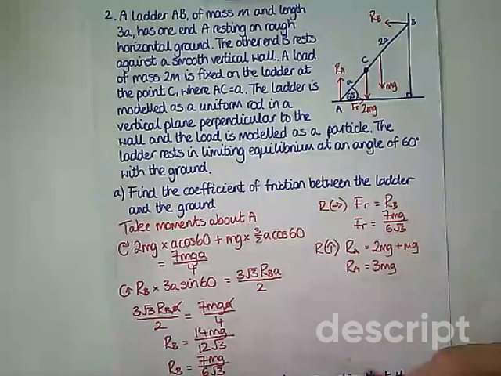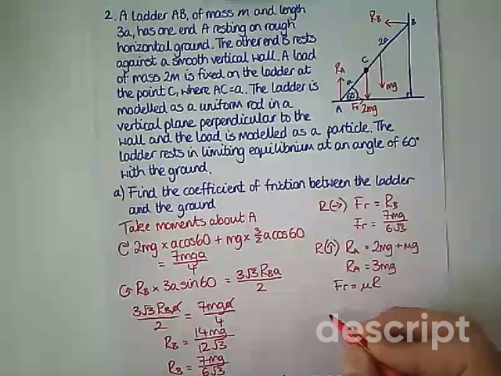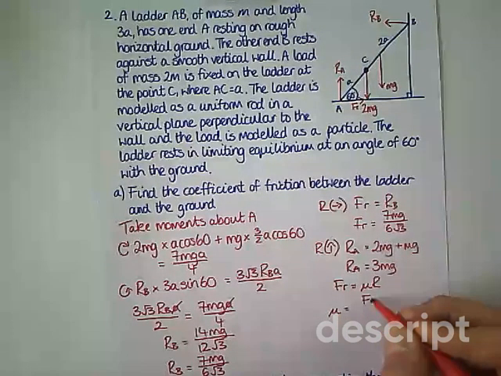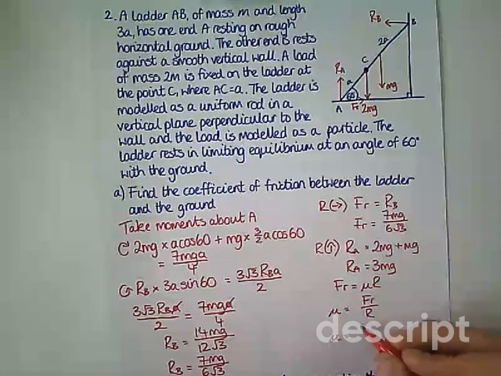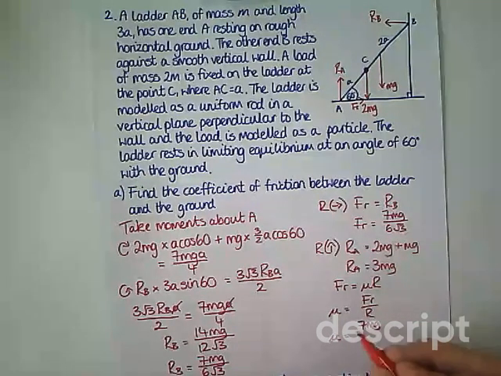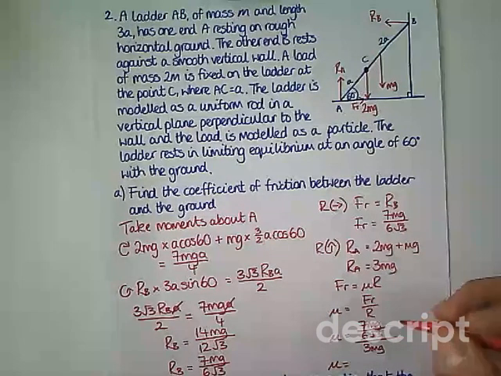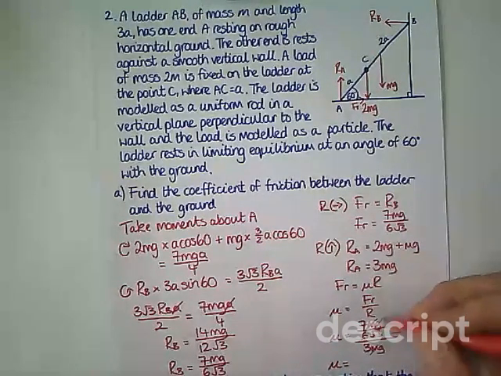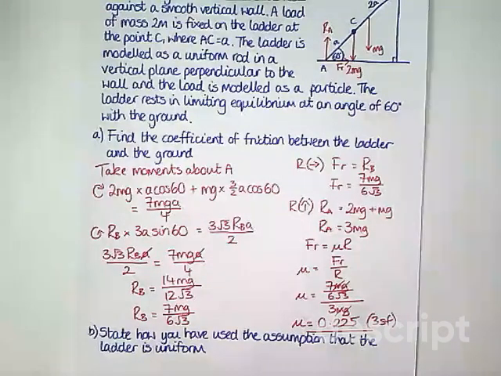So if we're in limiting equilibrium, that is when the friction equals μR. So therefore μ will equal friction over the reaction force. So μ equals 7mg over 6√3 divided by 3mg. So all of the m's and the g's cancel, and we can put that into our calculator. 0.225 to 3 significant figures.